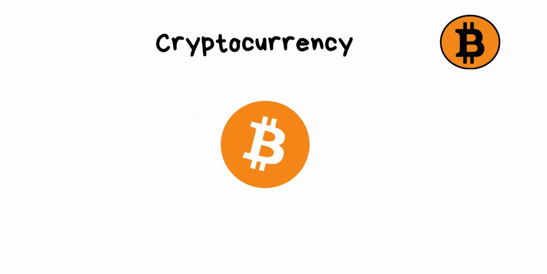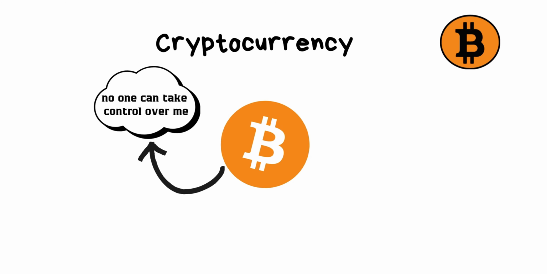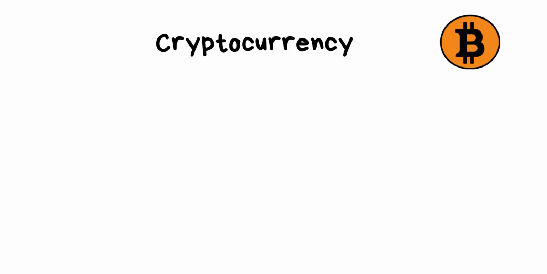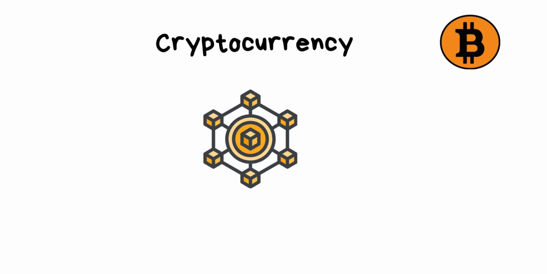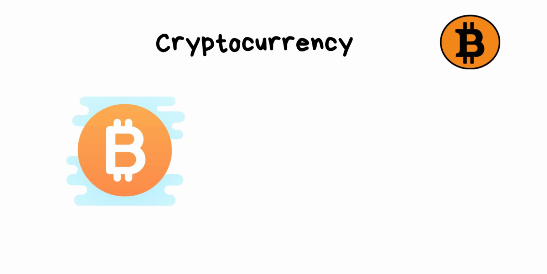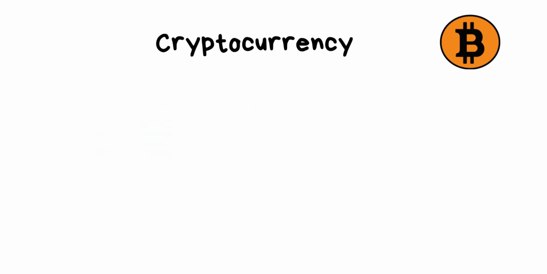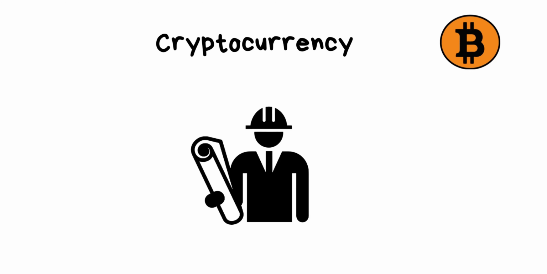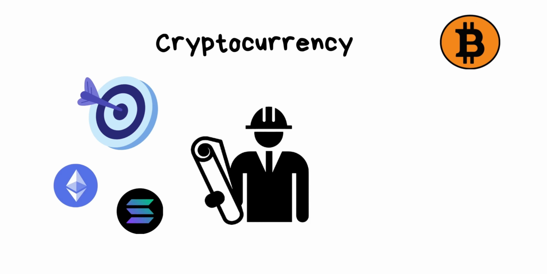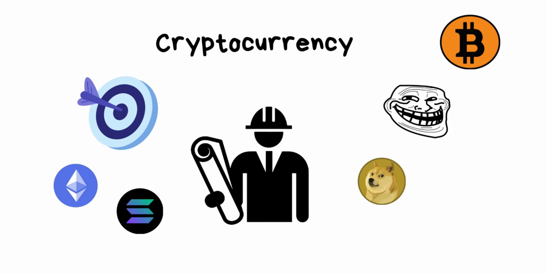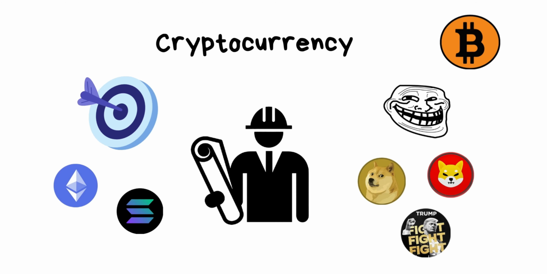Unlike regular money, cryptocurrency is not controlled by banks or governments. Instead, it uses special technology called blockchain to keep transactions safe and transparent. Crypto is much more volatile and risky. Cryptocurrencies have real projects, technology, and a purpose like Ethereum or Solana, while meme coins like Dogecoin, Shiba Inu, or Official Trump are often created just for fun, without any real use.